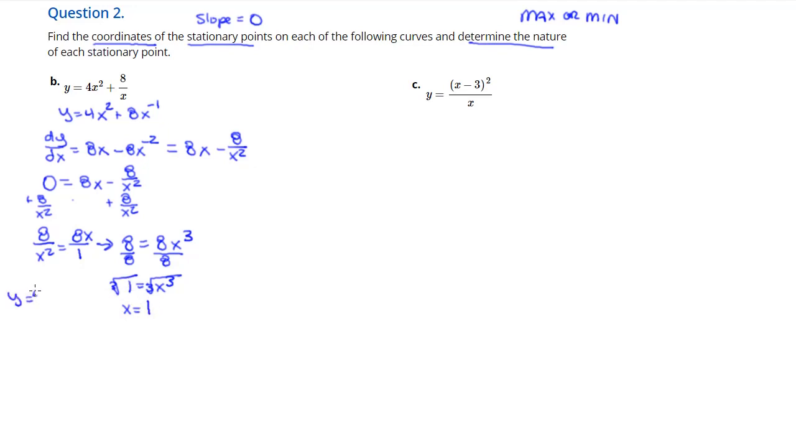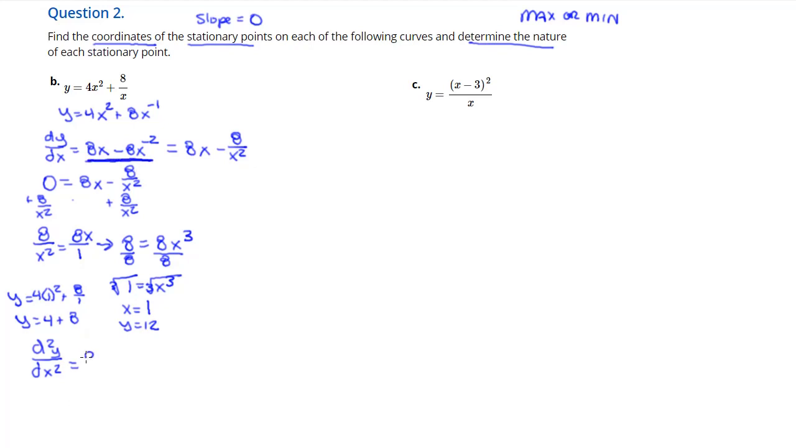So that's the x value for my point. If I plug the 1 back into the original equation, I find out that the y value is 12. That's my point. Now I got to take the second derivative and find out whether it's a maximum or minimum.